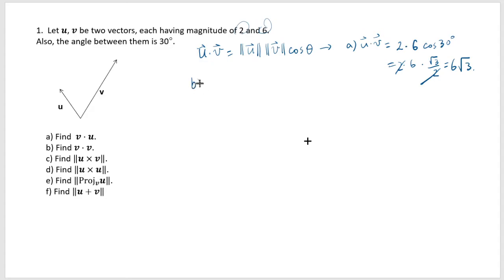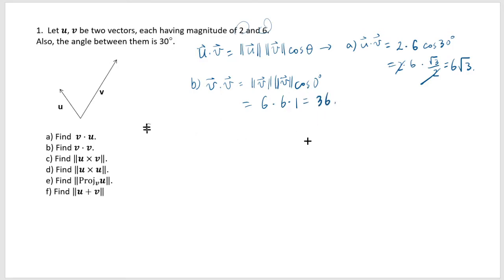Now what about v dot v then? Well, in this case you have v, and the angle between v and v would be 0 degrees, right? So you end up with the norm of v is 6, and cosine 0 is 1, so you end up with 36.